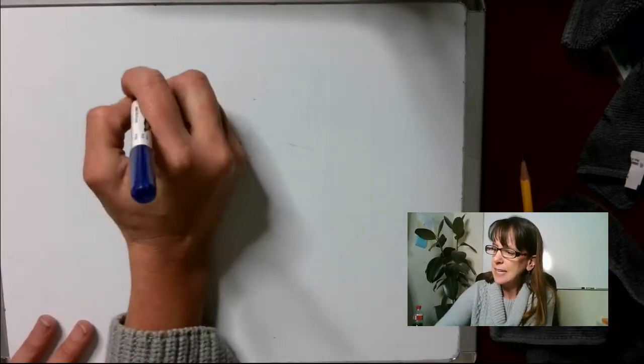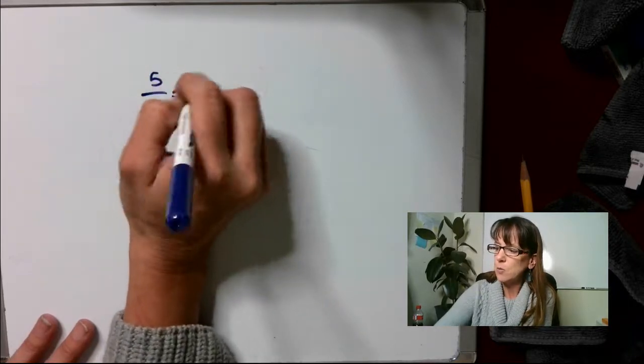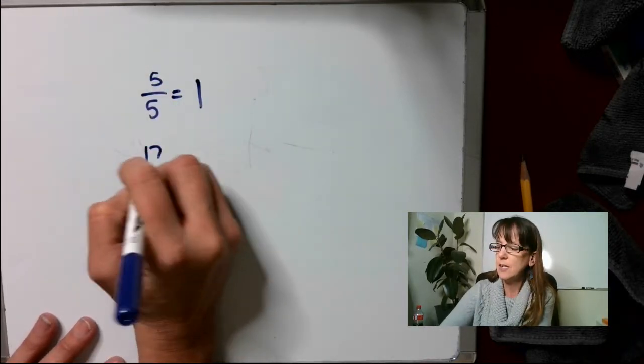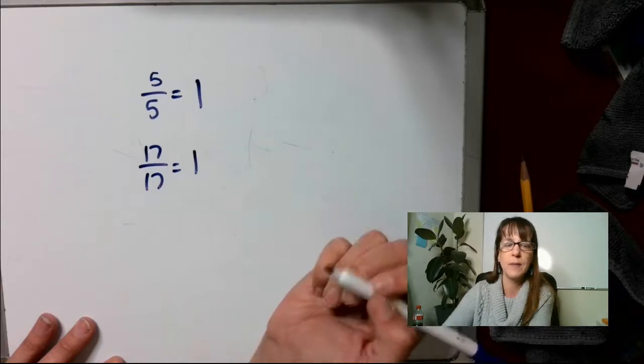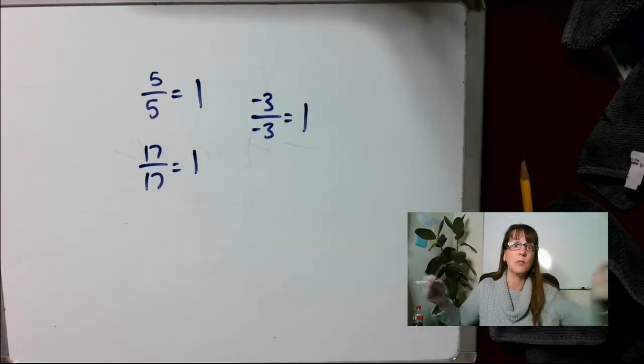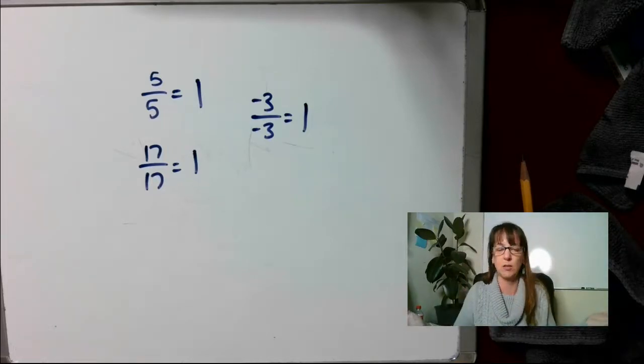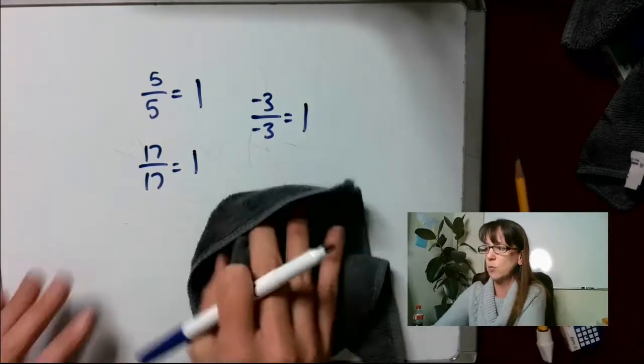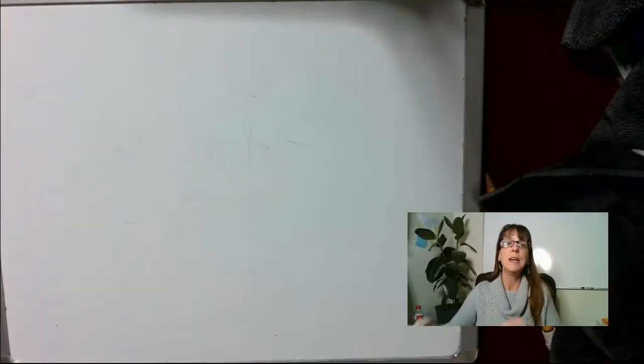Then the next thing is 5 over 5 equals 1. 17 over 17 equals 1. -3 over -3 equals 1. All right, so we're allowed to put something on top, something on bottom, and as long as it's the same thing, that will equal 1. This is also important for dealing with unit multipliers.